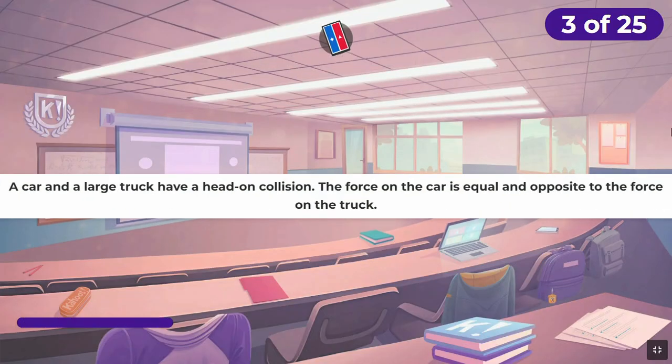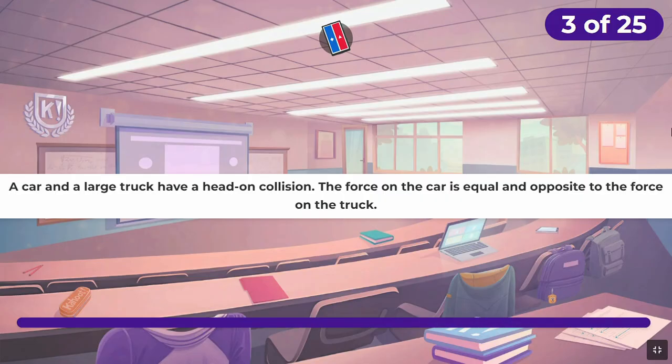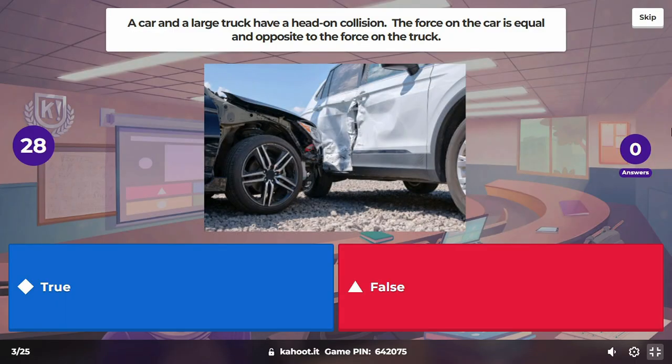So using those three laws, let's see if we can answer this question. A car and a large truck have a head-on collision. The statement is that the force on the car is equal and opposite to the force on the truck. Is that true or false?